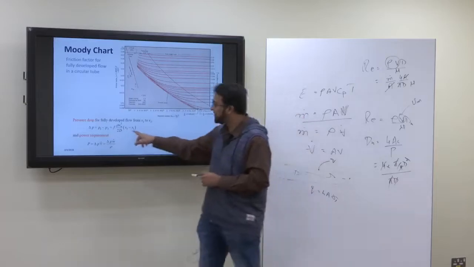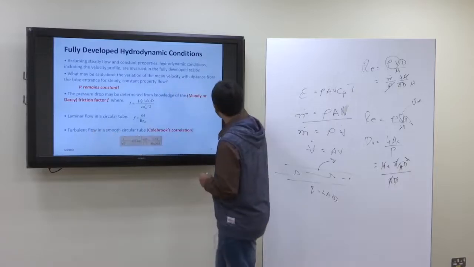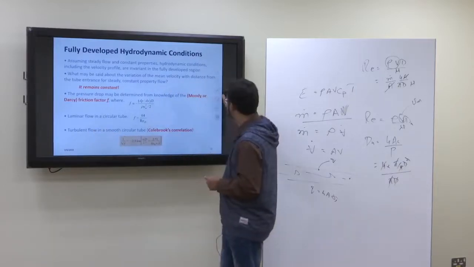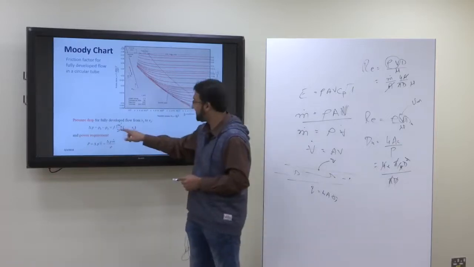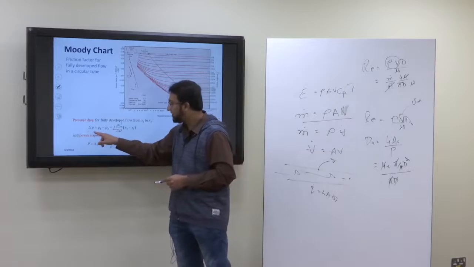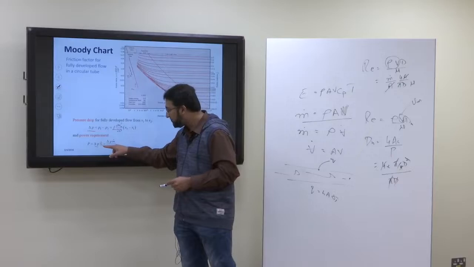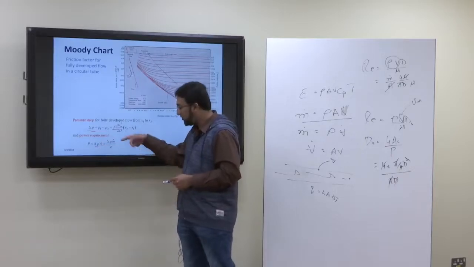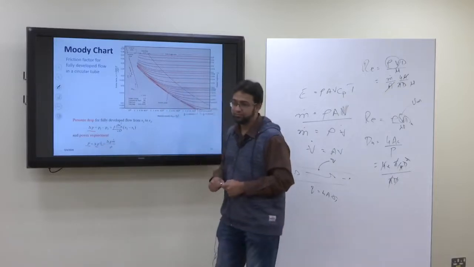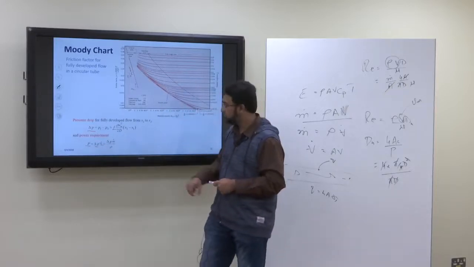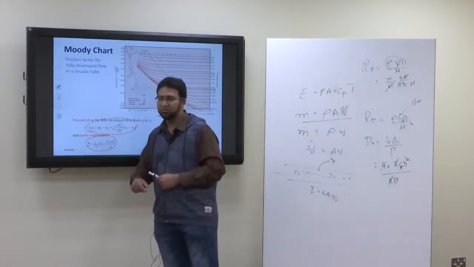So once you know the friction factor, you substitute it in this formula, find out the pressure drop. And once you know the pressure drop, multiply by volume flow rate, or mass flow rate divided by density, this will give you the power requirement. Okay. So these two formulas you will be using also. Anyways, these two formulas will be there in your book of formulas.